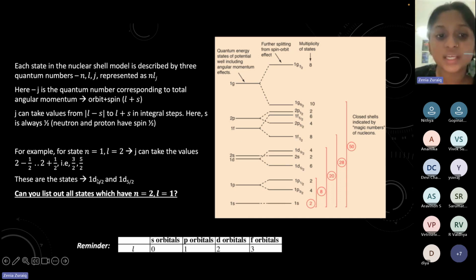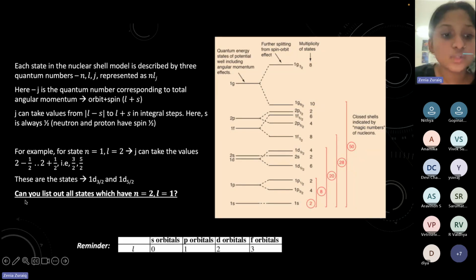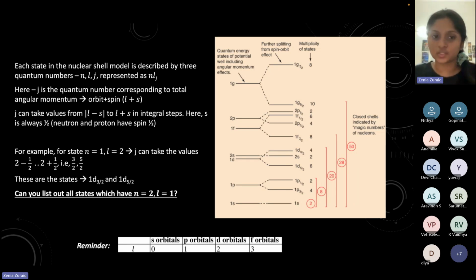So how did I get D? Just look here. You can see that D is what corresponds to L equal to 2. So this is basically how you write down the states. I've already told you how to do it. Can you list out all the states which have n equal to 2, L equal to 1? This should be very easy. I've already told you all the information is on the screen. So let's just quickly do it so that I can see that you have understood.